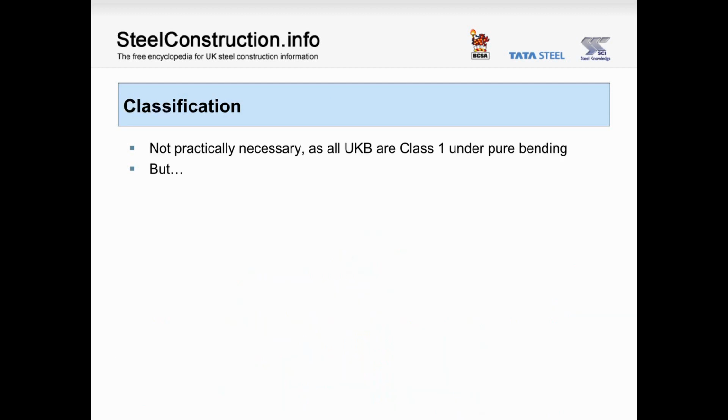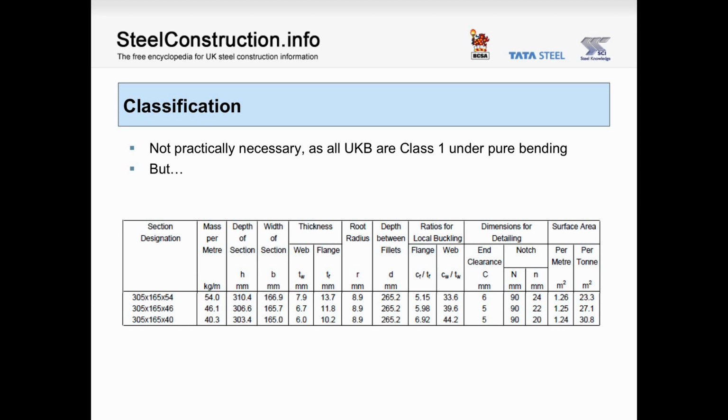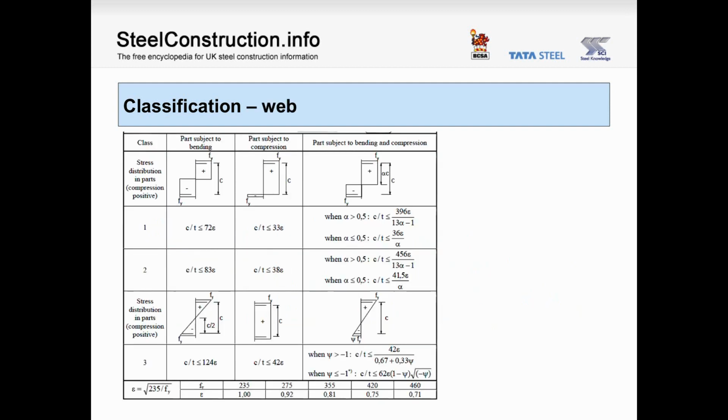We do know that all universal beams are class 1 under pure bending, but if we wish to classify, again, we need to take the ratios for local buckling. So for the flange 6.92 and for the web 44.2. We would check those against the appropriate limit. So in this case, we'll check against class 1 because we do expect the beam to be class 1.